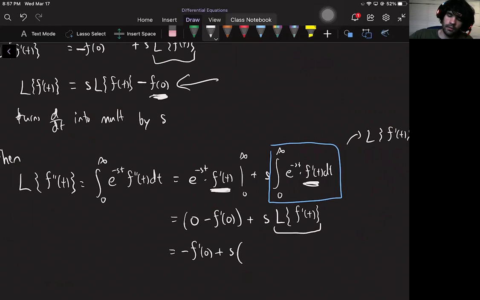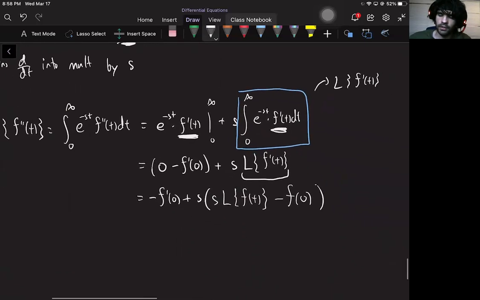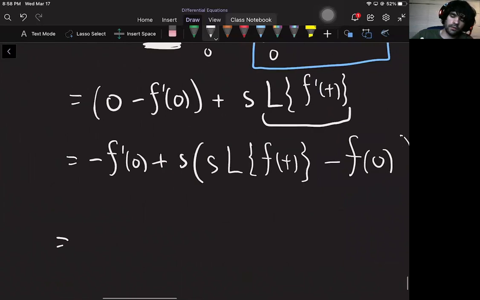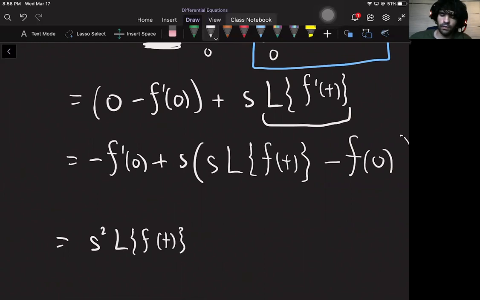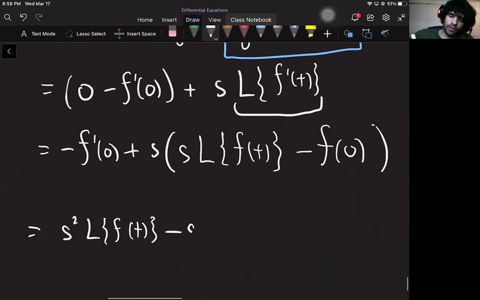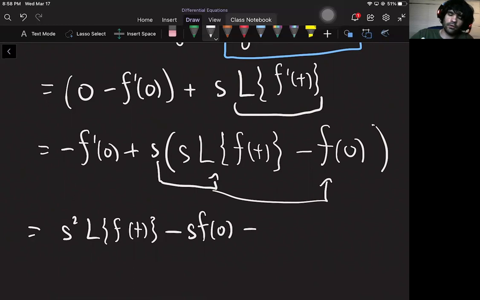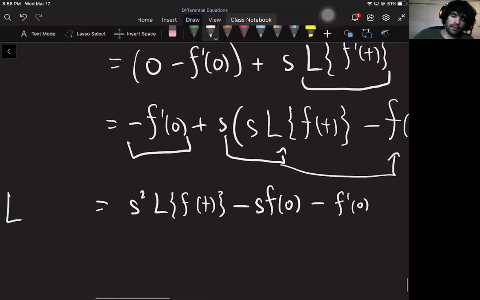So I get s times this new thing. Distribute the s and rearrange a little bit. We get s squared, so the second derivative gives us two s's. Every time we take a derivative, we get a multiplication by s of the original, with no prime anymore, the original function. But then, because you have to distribute this s in, you also get an s times your f of 0, but then your first derivative does not have an s. So this is the Laplace transform of the second derivative, and we can see the pattern growing.